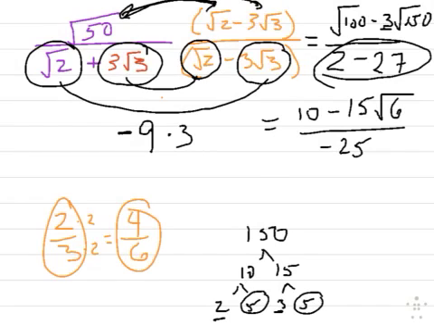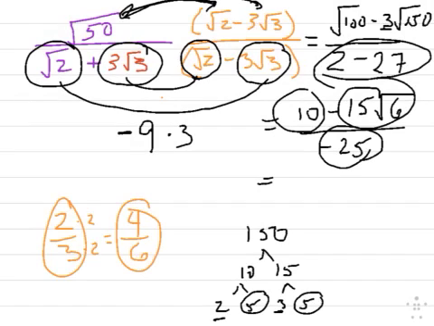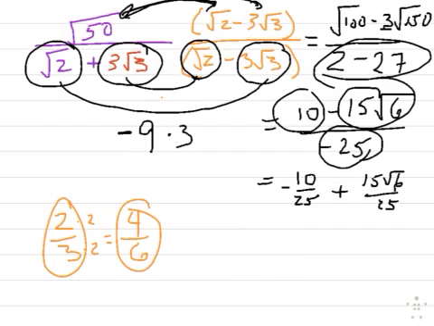Now I can simplify this more, because these all have a factor of 5 in common. So a couple ways you can think about that. You could think about it as distributing it out. I'm just going to rewrite it like this. Negative 10 over 25 plus 15 root 6 over 25. And I will get, now a 5 cancels out of both of those, so this is negative 2/5 plus, 5 cancels out of those, and I get 3 root 6 over 5.